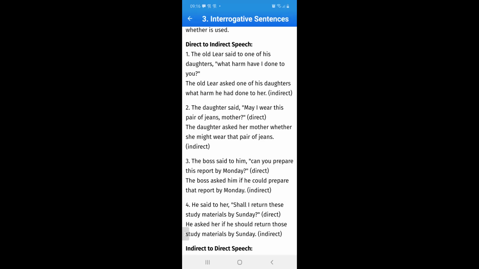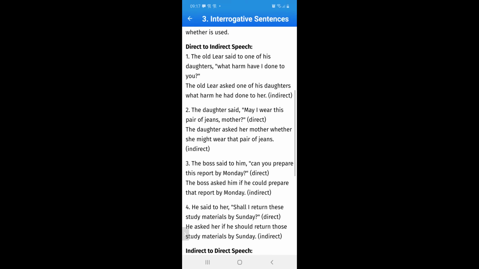So the next sentence. Bhagwat, you read the second sentence and Sauta will read its indirect form. The second sentence is, the daughter said, "May I wear this pair of jeans, mother?" The daughter asked her mother whether she might wear that pair of jeans. The third sentence is, the boss said to him, "Can you prepare this report by Monday?" The boss asked him if he could prepare that report by Monday. The fourth sentence is, he said to her, "Shall I return this study material by Sunday?" He asked her if she should return that study material by Sunday. Full stop. Thank you, sir.